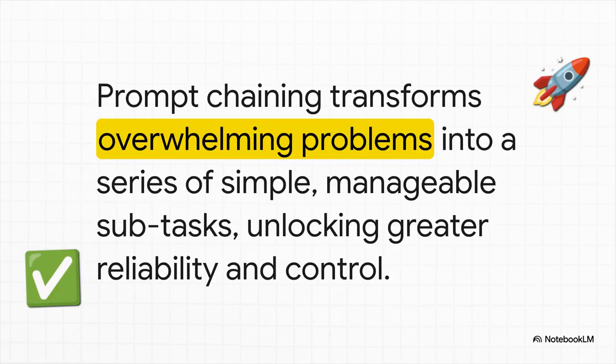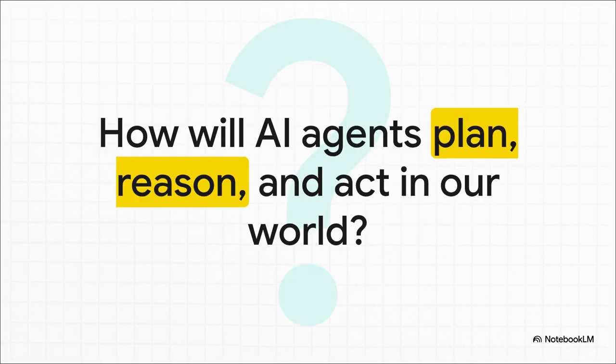So if you take just one thing away from all this, let it be this: prompt chaining is so much more than a clever trick. It's a fundamental change in how we get AI to solve problems. It turns these overwhelming requests into a simple series of achievable steps, and that unlocks a whole new level of power and reliability. And that leaves us with one last big question to think about.